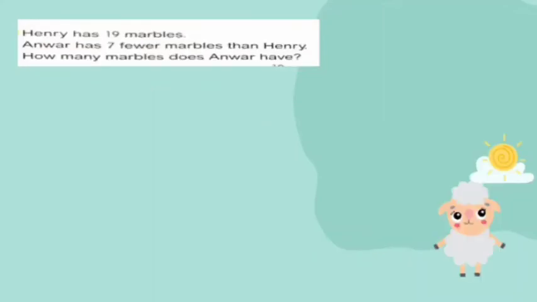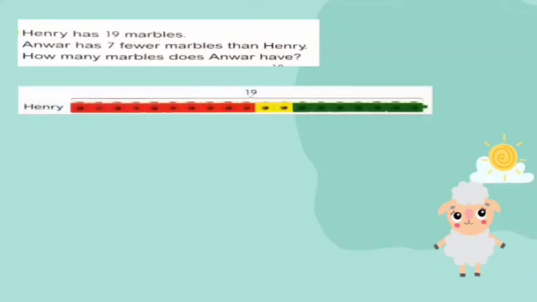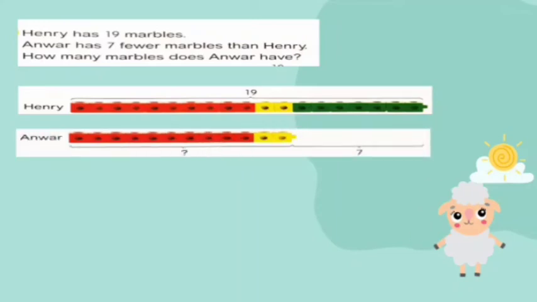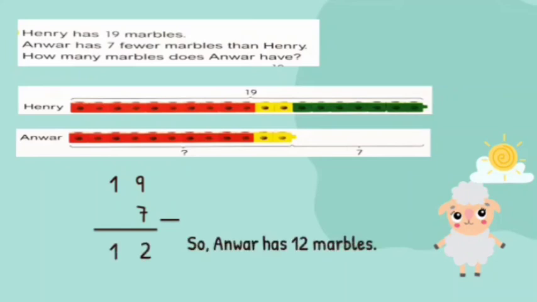The next problem is Henry has 19 marbles. Anwar has 7 fewer marbles than Henry. So how many marbles does Anwar have? So you have to subtract. Subtract 7 from 19. So you write down with the vertical strategy. 19 minus 7. 9 minus 7, it is 2. And you directly write down the tens. So Anwar has 12 marbles.